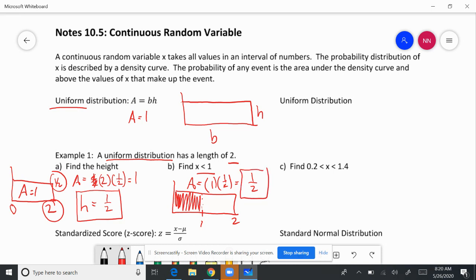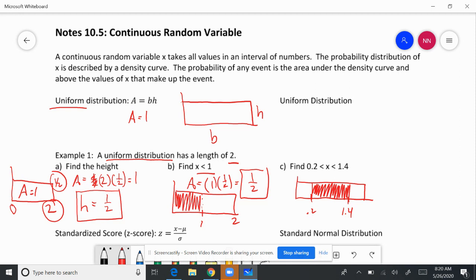Now for letter C, what we have is a uniform distribution. It starts at 0.2 and ends at 1.4. So that means our area is going to be in here.